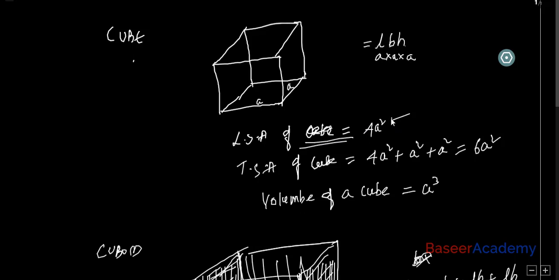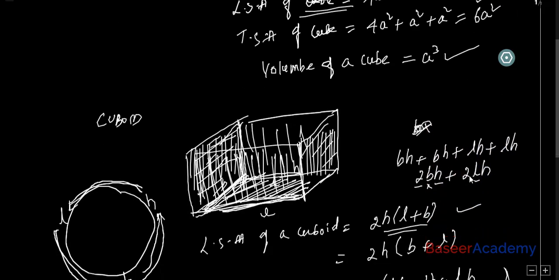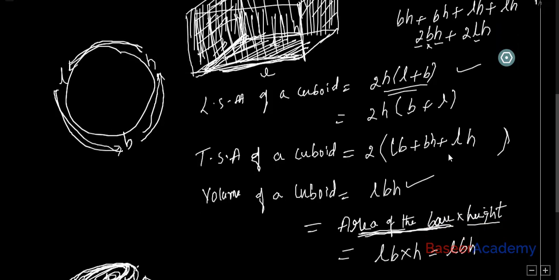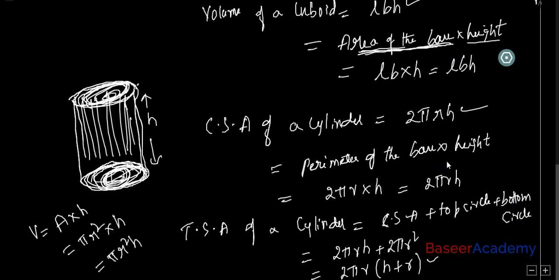Lateral surface area of a cube would be the area of 4 walls, so it's 4a square, and the total surface area would include the top roof and the bottom floor, so another 2 sides get added here, and it becomes 6a square. 4 plus 2 is 6. Volume of a cube is a cube. So we have gone through 3 figures here.